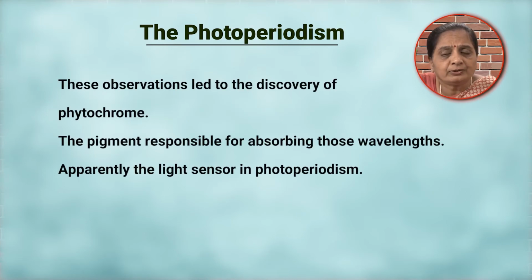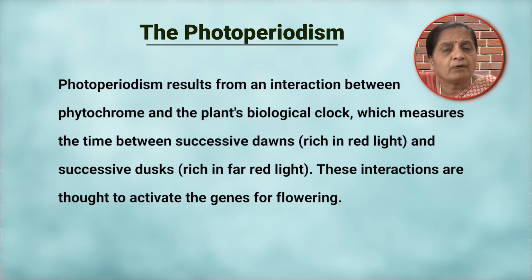These observations led to the discovery of phytochrome, the pigments responsible for absorbing those wavelengths, apparently the light sensor in photoperiodism. Photoperiodism results from an interaction between phytochromes and the plant's biological clock, which measures the time between successive dawns and successive dusks. These interactions are thought to activate the genes for flowering.